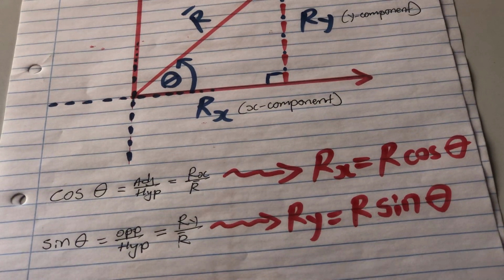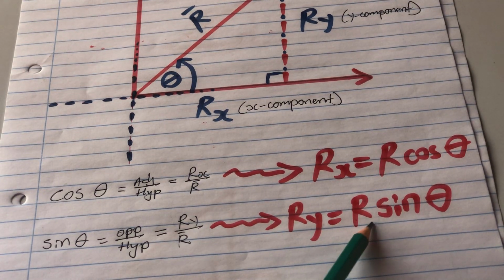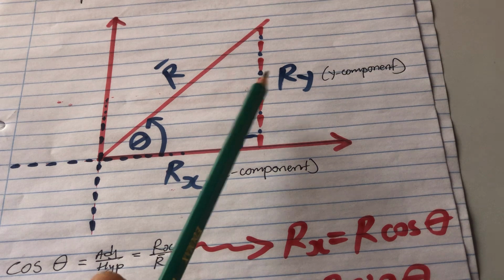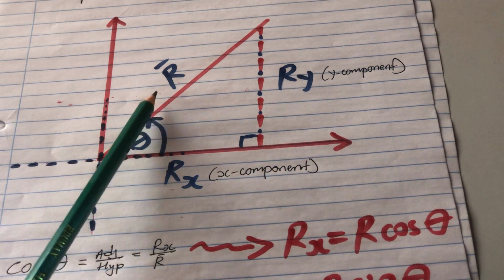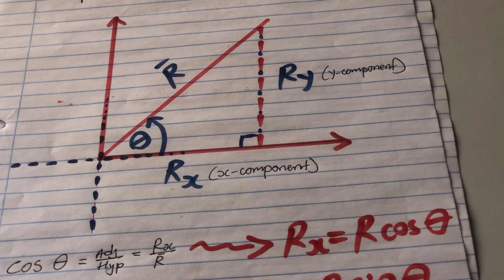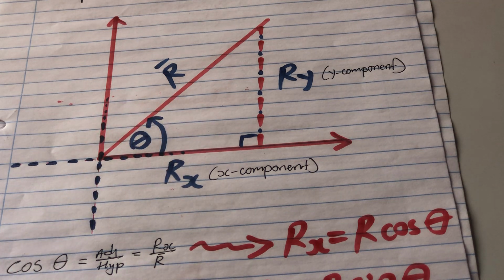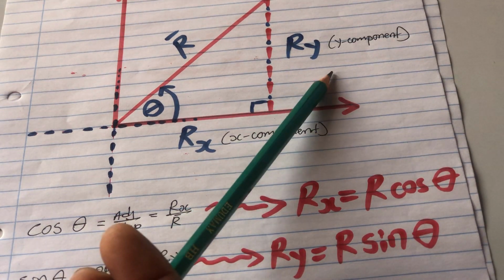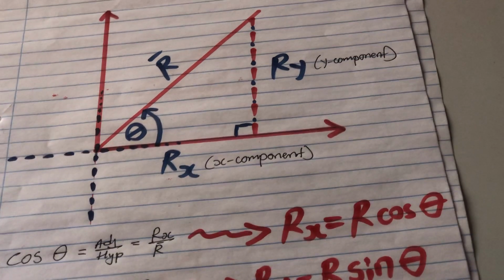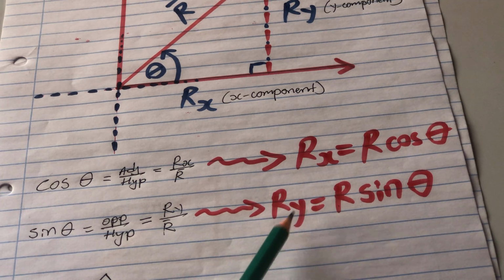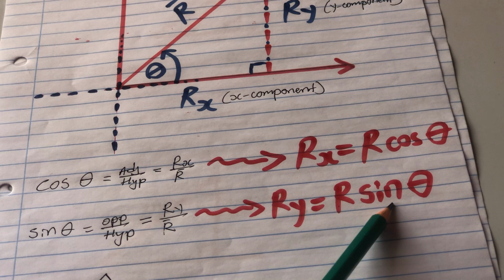The same will happen if we want to arrive at the formula Ry equals R sine theta. Sine theta is opposite over hypotenuse. No, it's opposite over hypotenuse, not adjacent. Sine theta is opposite over hypotenuse. It will be Ry over R. And if we do the cross multiplication here, we arrive at Ry equals R sine theta.